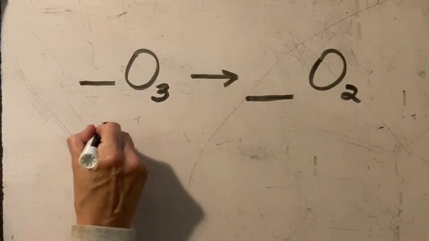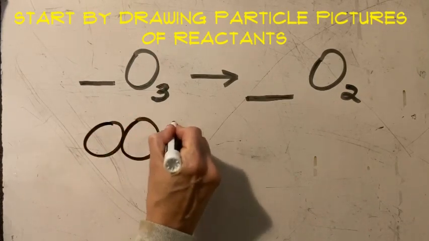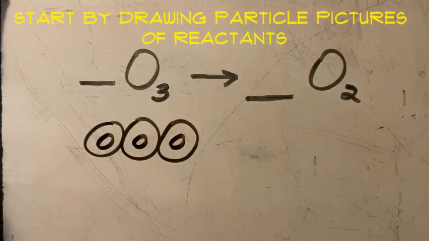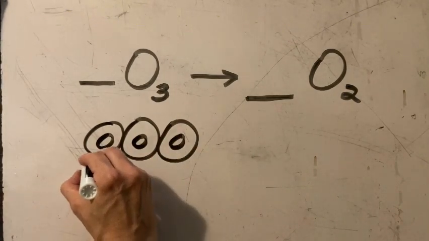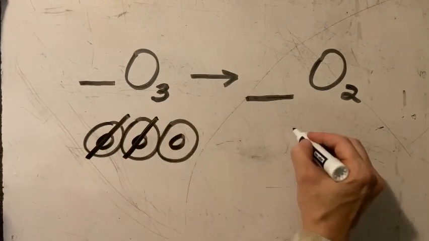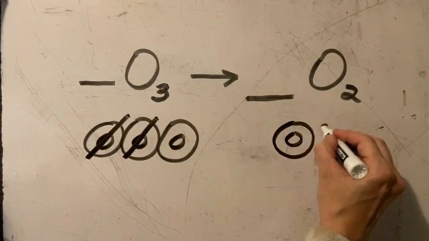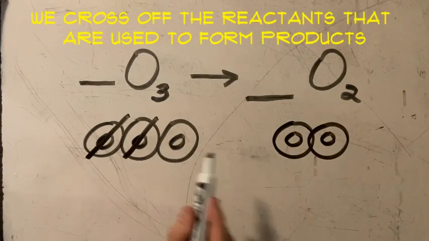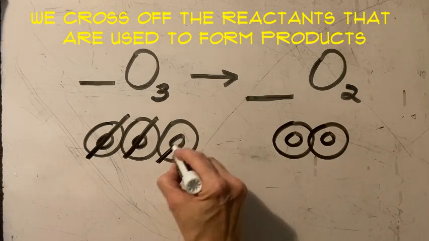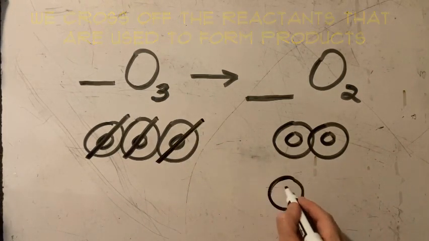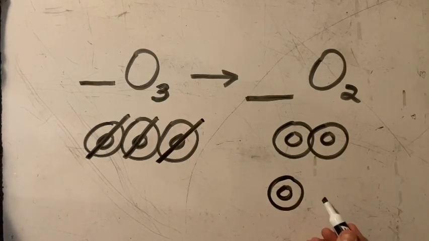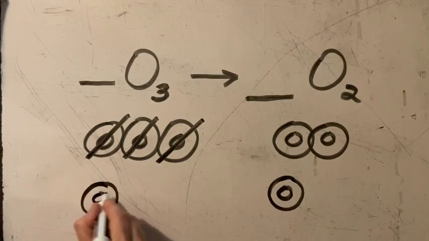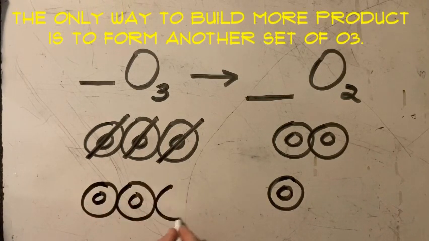So let's start with a particle picture. O3 is represented this way. These oxygen atoms break down to form O2. But we need to use up all of our reactants to form products. And if I move this over, I need to form another O2. So that means I need another mole of O3, excuse me.